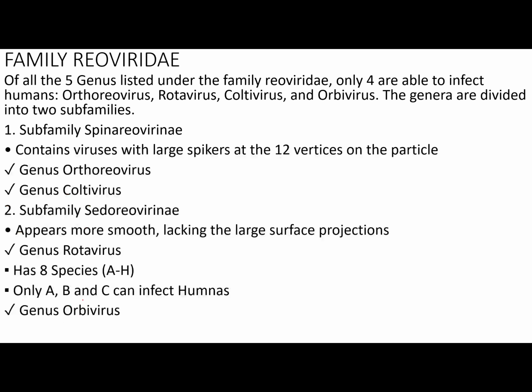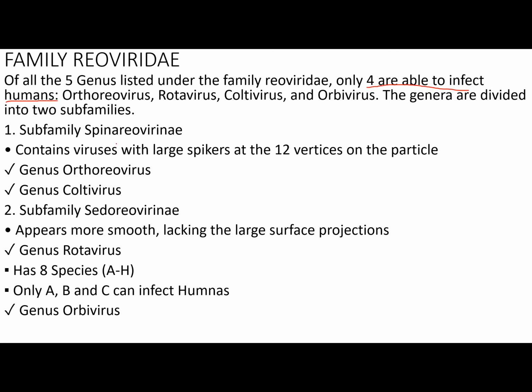So let's start with the family Rheoviridae. Now, of all the five genera listed under the family Rheoviridae, only four are able to infect humans: the genus Orthorheovirus, the Rota, Colti, and Orbivirus. Then the genera are subdivided, class. So those four genera, Orthorheo, Rota, Colti, and Orbi, are known to infect humans. And they are subdivided, class, into two subfamilies.